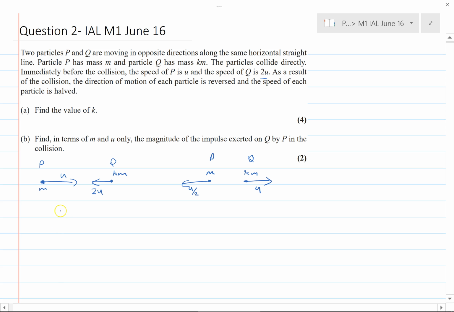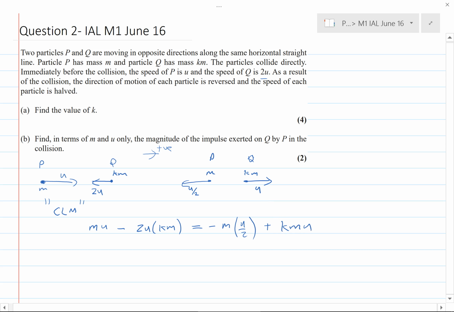Okay, so we can use conservation of linear momentum, making sure we're careful with signs, calling this way positive. We've got m times u, mass times velocity. Take away, because it's going in the opposite direction, 2u times km. This is also going in the opposite direction, so let's take away m times u over 2. And then plus, going in that direction, kmu.